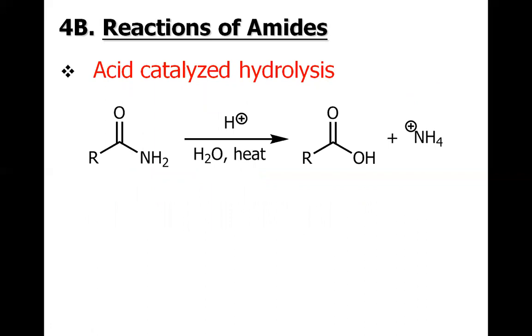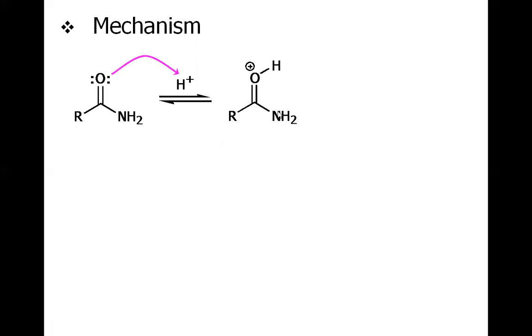Now, let's discuss the reactions of amides. Again, we have the acid catalyzed hydrolysis and the base catalyzed hydrolysis. So let us discuss both. The first step in the acid catalyzed hydrolysis, whether it is the acid catalyzed hydrolysis of the ester or the nitrile or the amide, is always the protonation of the carbonyl to have this protonated analog.